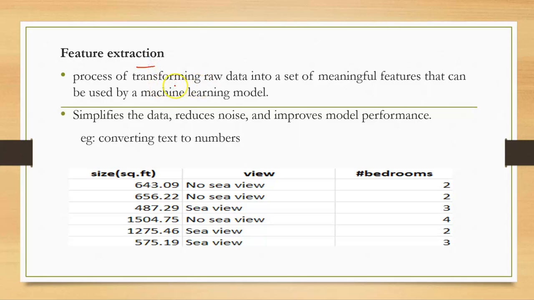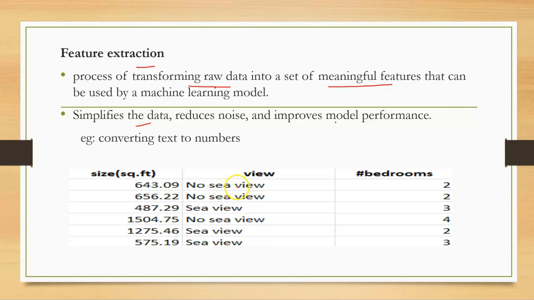Feature extraction is the process of transforming our raw data into meaningful features that we can use to build a machine learning model. So feature extraction means simplifying the data, that is reducing the noise and improving the model performance. As an example, we can write converting text to numbers.